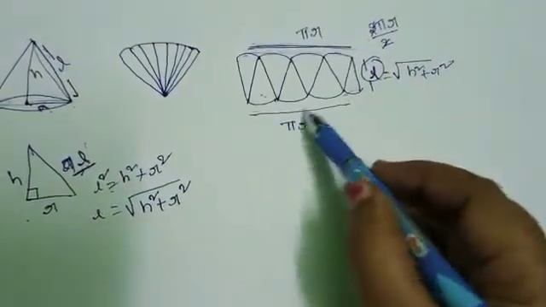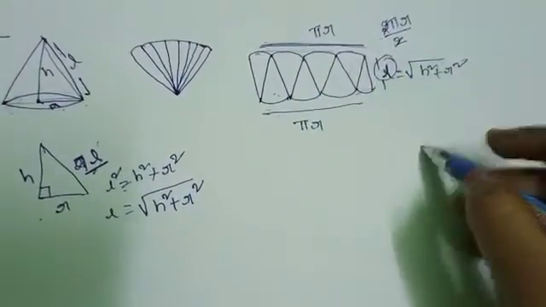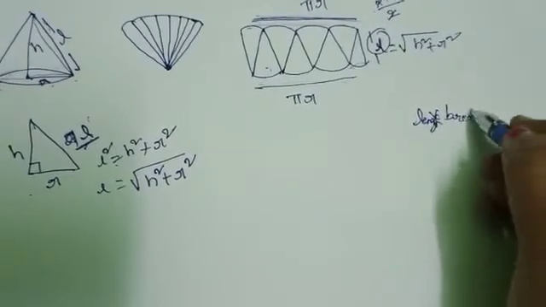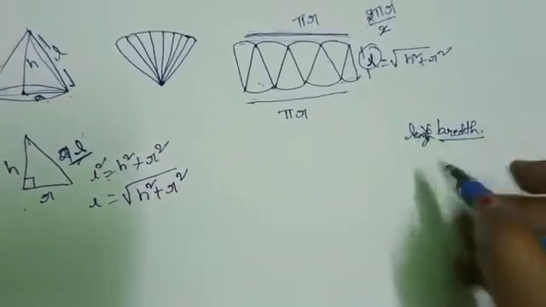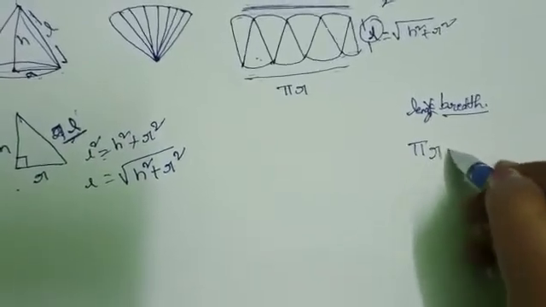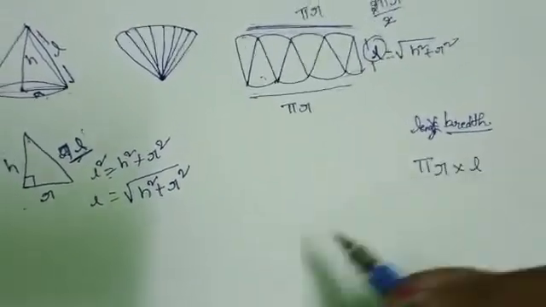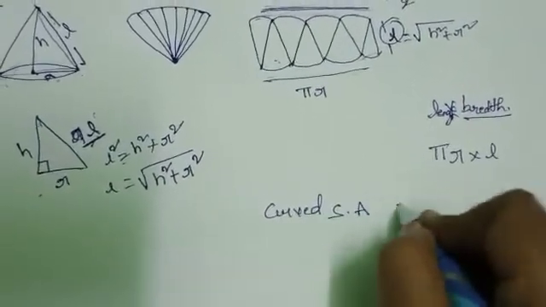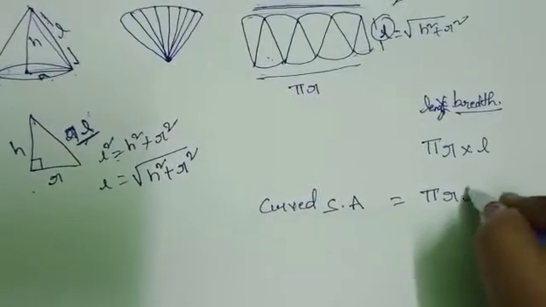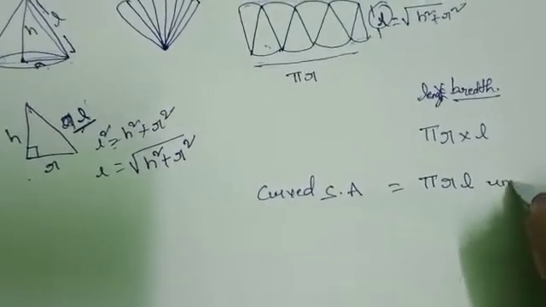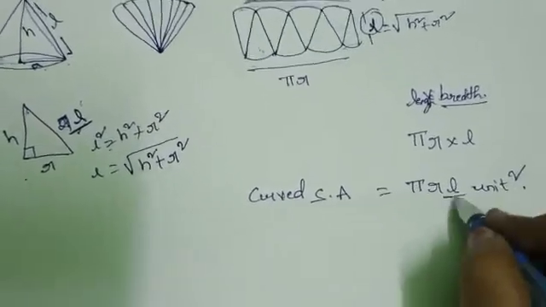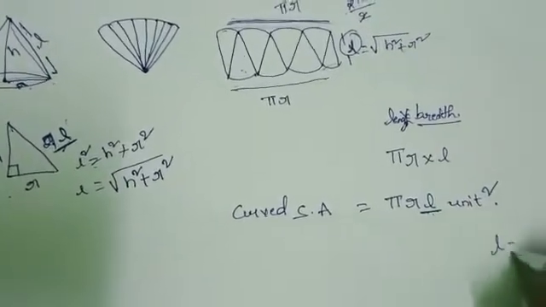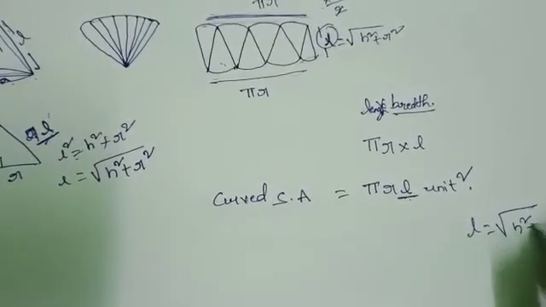Therefore, what is the area of rectangle? Length into breadth. Length is pi r and breadth is L. Therefore, curved surface area of cone equal to pi r L. Units are unit square. Okay, here L equal to length of the slant. L equal to root over h square plus r square.